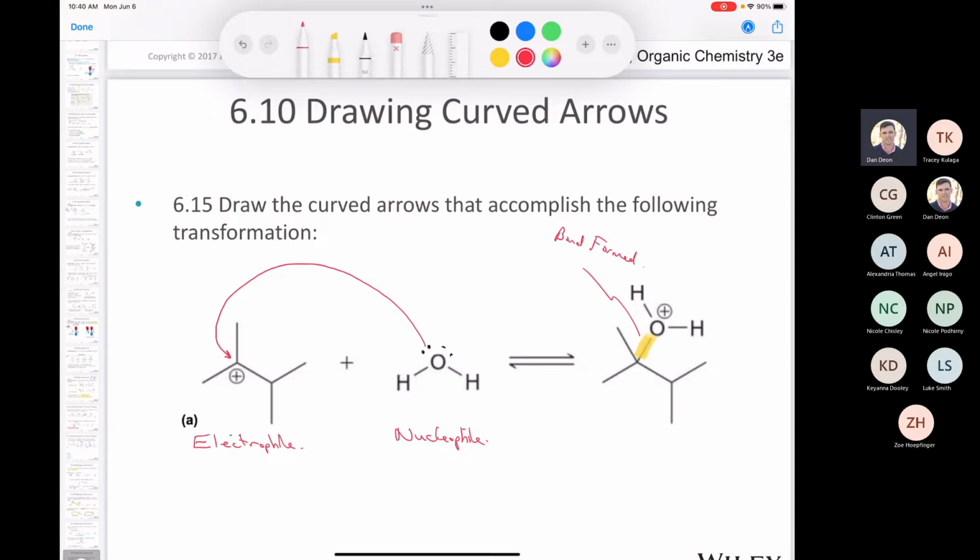Yes, I see somebody else typed in the chat. You're both 100% correct. Beautiful. Excellent. Give me a thumbs up if you follow me on that curved arrow. Of course, it's something that has to be practiced. Okay, cool. What you're doing is not easy, okay?